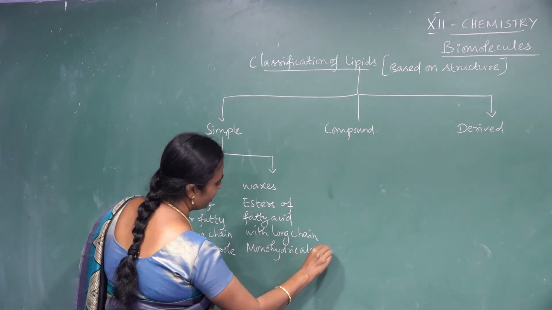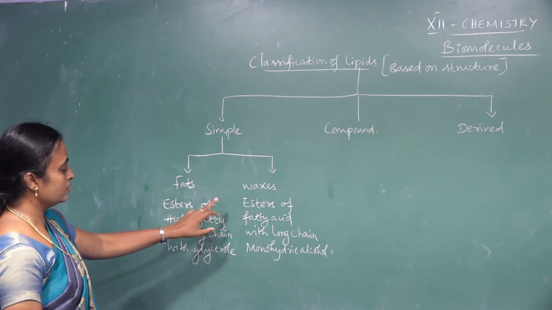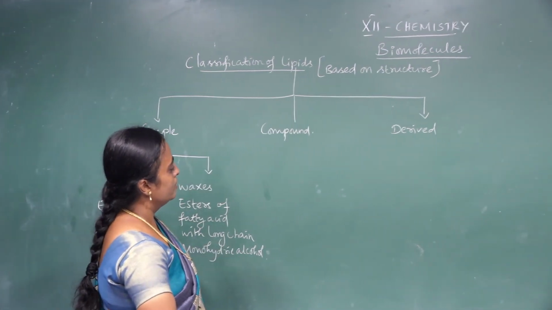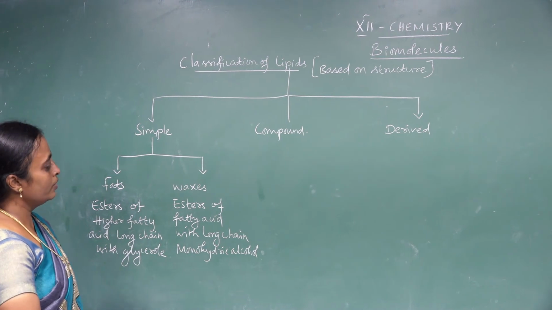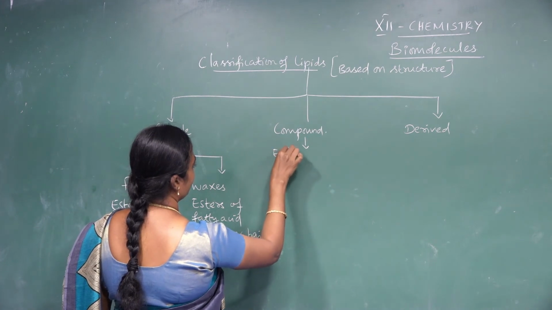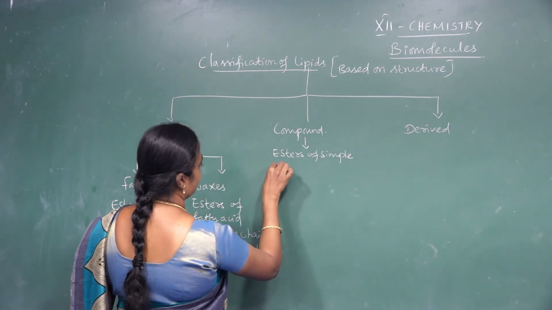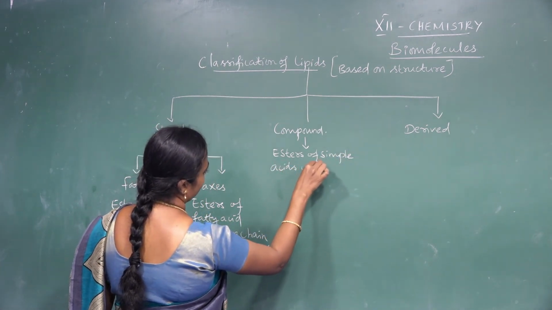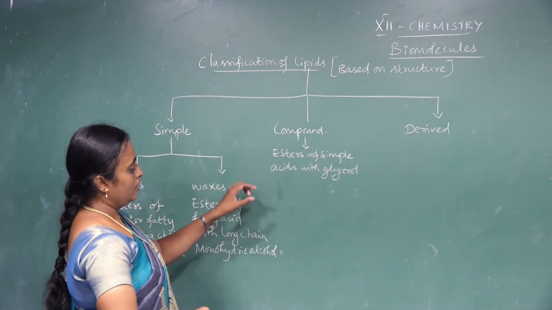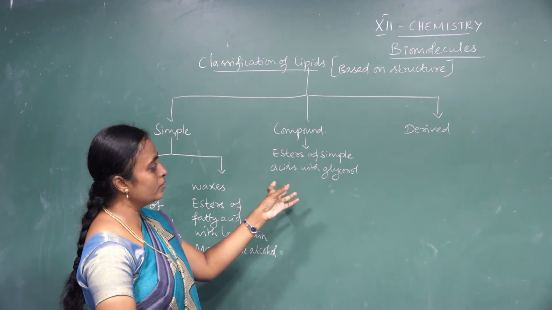Long chain monohydric alcohol. Okay. And simple means we are divided into fats and waxes, and those contain glycerol and monohydric alcohol. Next, take compound. Here compound is also esters of simple acids with glycerol. Okay, but in compound, in addition to that, we have some side groups attached.